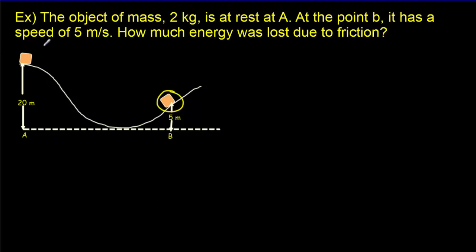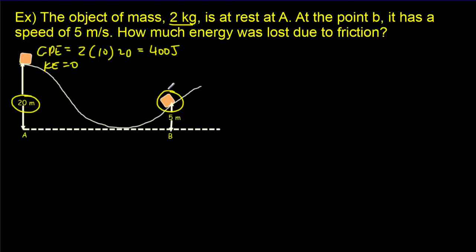So if we start here, our gravitational potential energy will be m, that's the 2 kilograms. We'll take g equal to 10, and the height is the 20 meters. So if we multiply that out, we'll get 200 times 2, or 400 joules of gravitational potential energy at the top. Now, assuming it starts from rest, the kinetic energy will be 0. And at that point, friction has not had an opportunity to act.